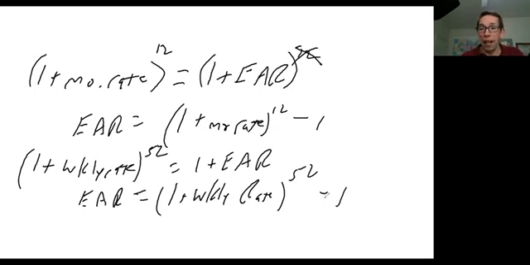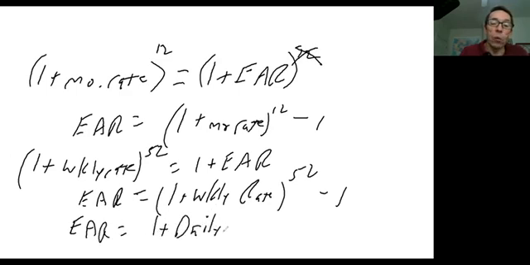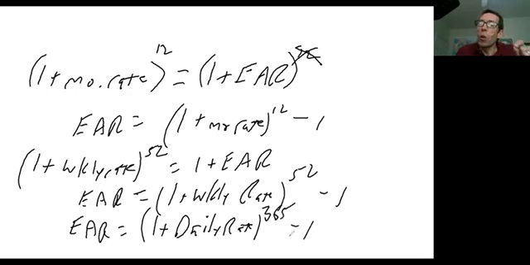What if I have daily compounding? If you have daily compounding, and there's a lot of things that do compound on a daily basis, a lot of loans that do that, you would then say the EAR is equal to 1 plus the daily rate raised to the, how many days are in a year? 365th power minus 1.